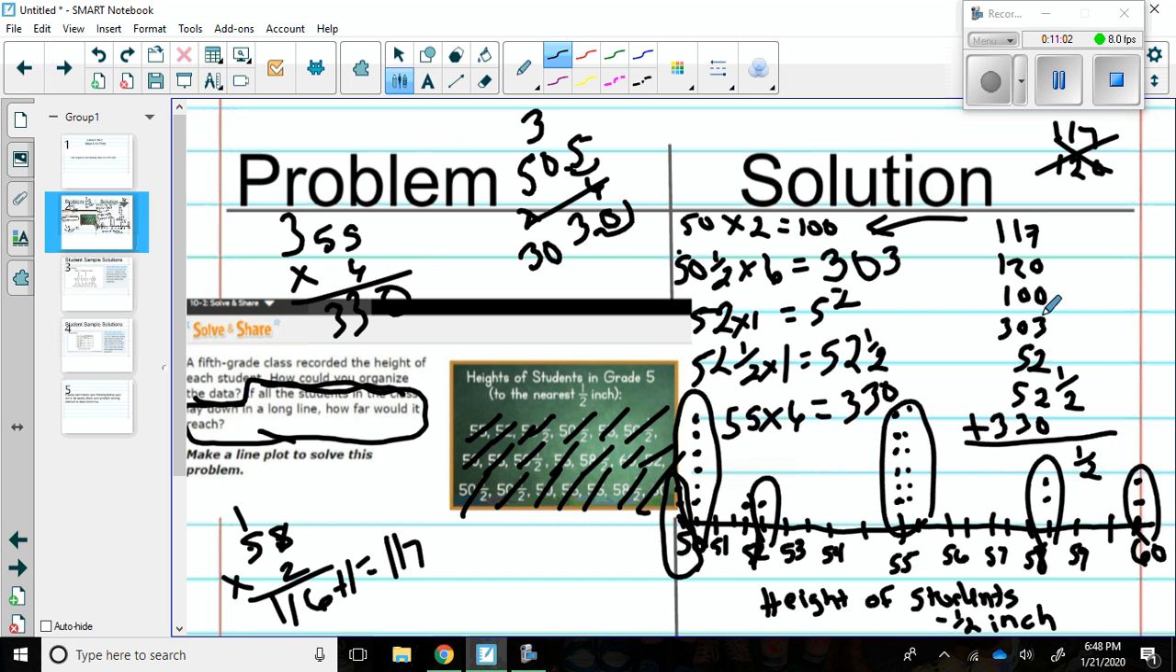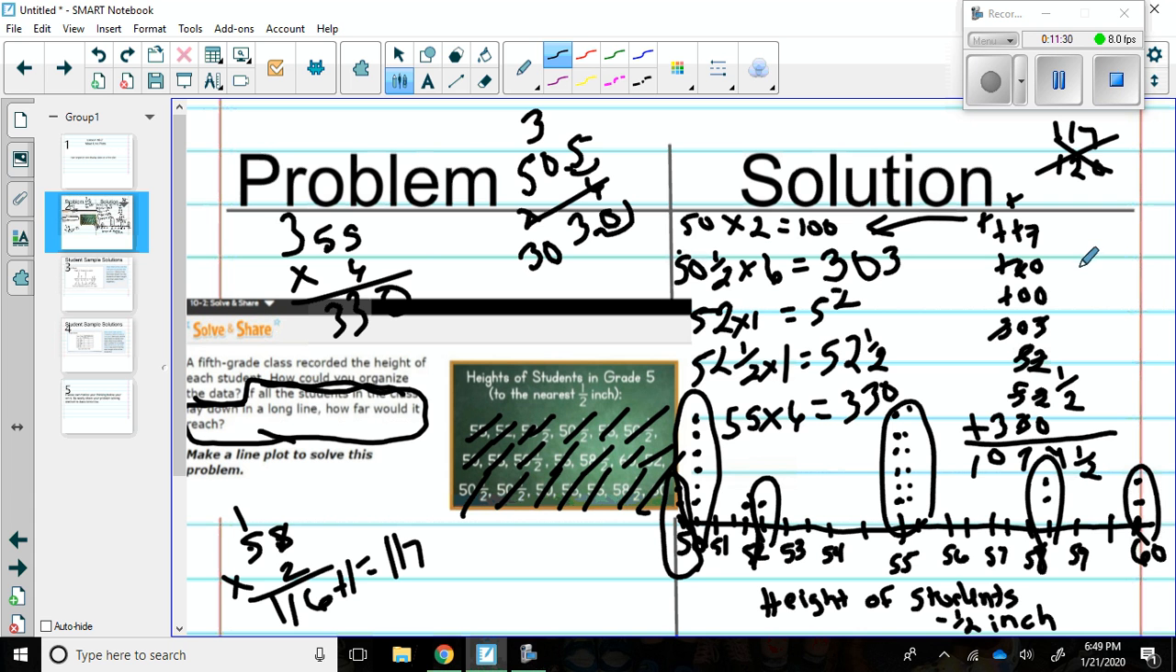So 7 plus 3 is 10. 10 plus 2 is 12. Plus 2 is 14. 1 plus 1 is 2. 2 is 4. 4 plus 5 is 9. 9 plus 5 is 14. 14 plus 3 is 17. My 1 and 1, 2, 3, 4 plus 3 is 7. 7 plus 3 is 10.